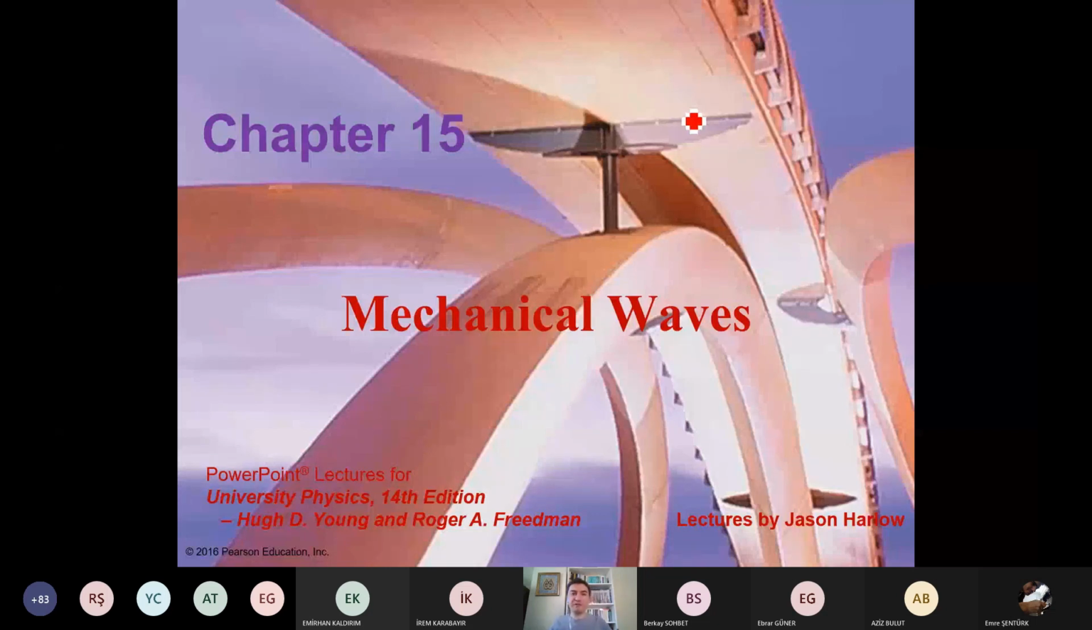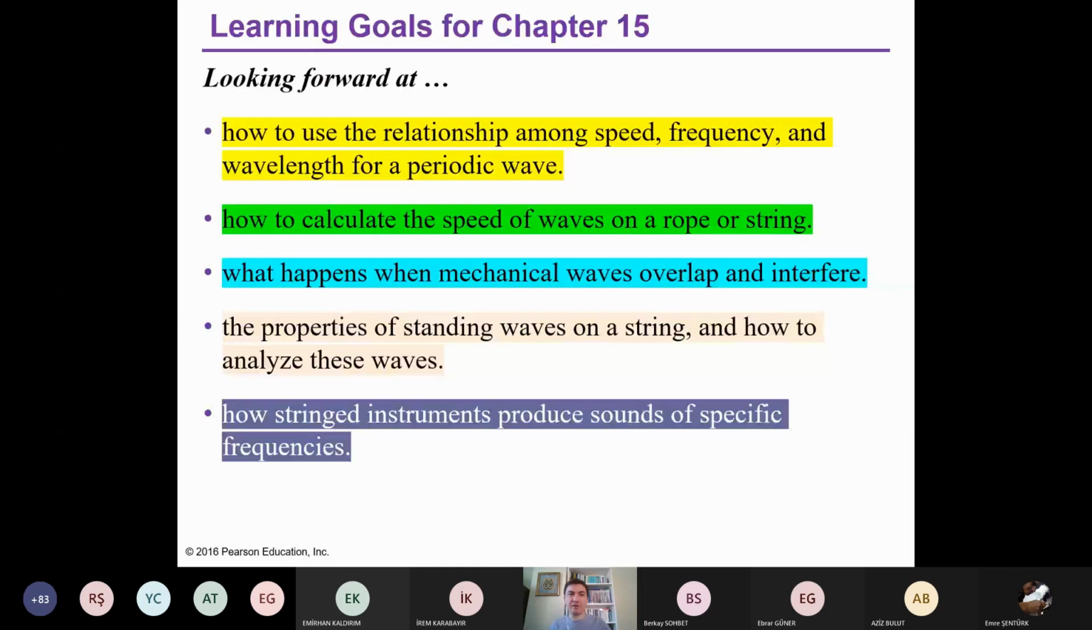What we have within this chapter, we will learn how to use relationship among speed, frequency, wavelength of a periodic wave, and we will also learn how to calculate the speed of waves on a rope or string. In addition to that, we will learn what happens when mechanical waves overlap and interfere.